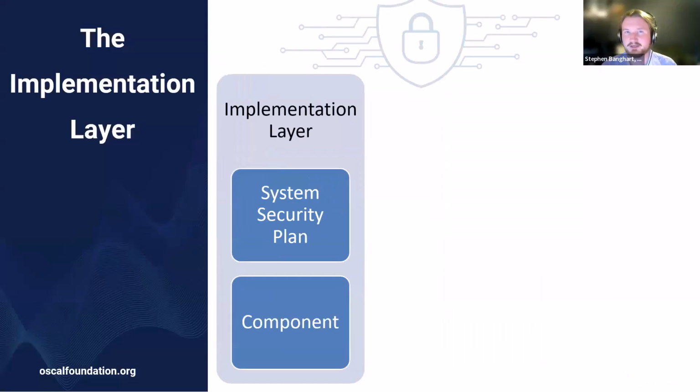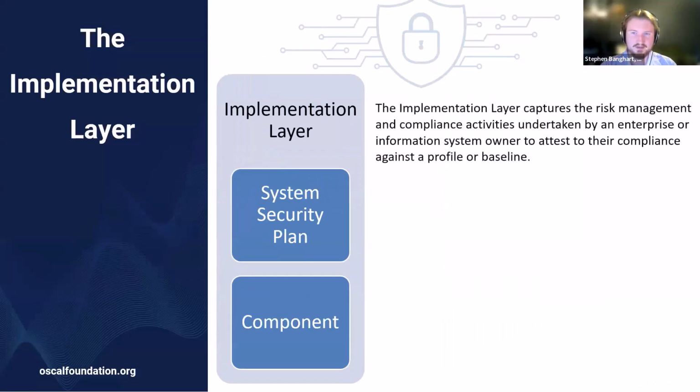So what is the implementation layer? When I say implementation layer, when OSCAL says implementation layer, what we're referring to is trying to capture the risk management activities taken by a specific enterprise or an information system owner, is sometimes the term that we use. These are the activities that those groups use to attest to their compliance or adherence to some profile or baseline.